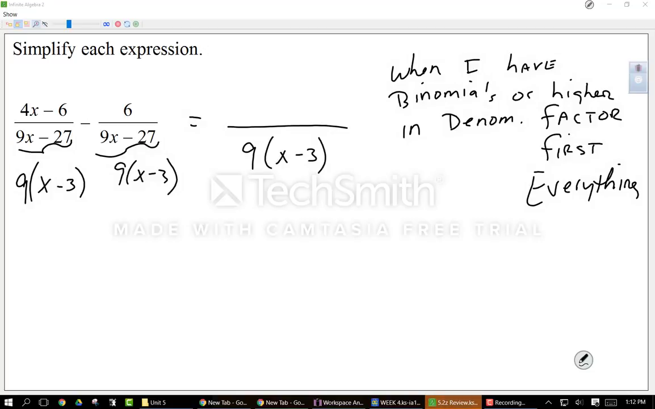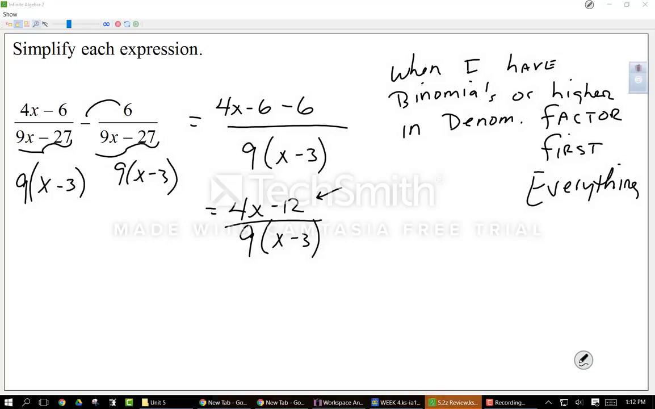Up top, if I look, I have the 4x minus 6, and then this is a minus 6. So I get 4x minus 12 over 9 times x minus 3. Some of you might think you're done, but we're not. This numerator is a binomial, but can be simplified or factored even further. I can take out a 4. What am I left with? I'm left with an x minus 3. 4 times x is 4x. 4 times negative 3 is negative 12. I get what I started with. That is the goal. Over 9 times x minus 3.